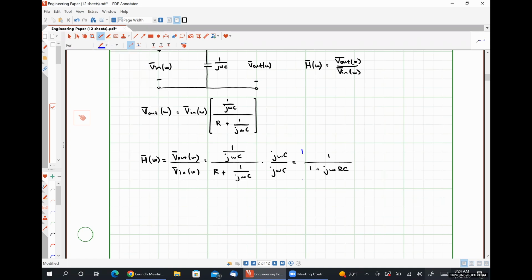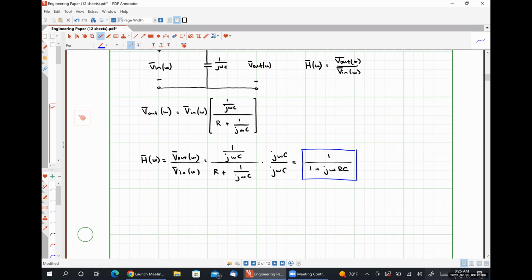I'm going to put a box around this, because if I were to ask you to determine the transfer function of a circuit, this is the type of form that I would expect. A simple fraction without any fractions in the numerator or denominator of the ratio, okay?